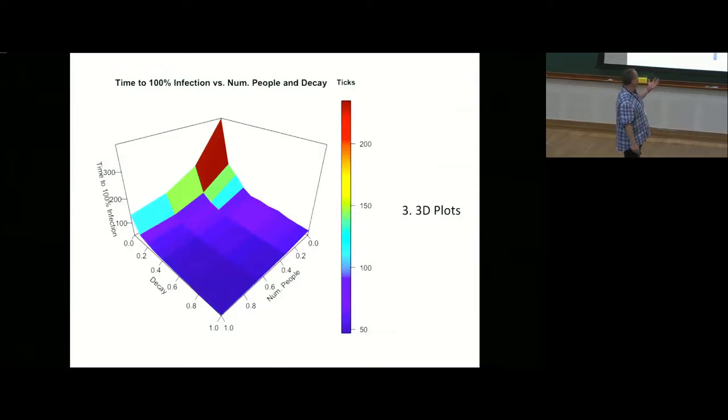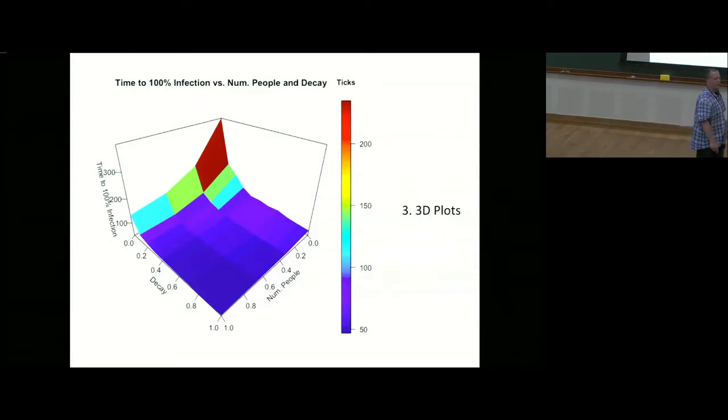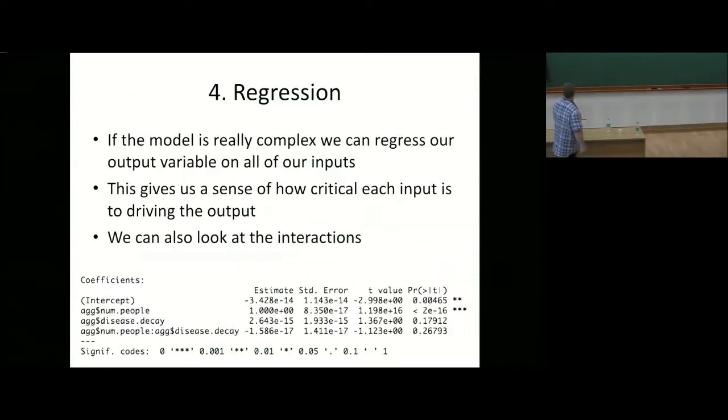Then I can do a 3D plot. This is one I did in R, right? And so I can plot number of people on one axis, average decay on the other. Time to 100% infection is on the z-axis. And as you can see, actually, I should reverse this coloring, right? Because blue means that everyone gets affected right away, and red means it takes forever for everyone to get infected, right? So probably we want blue and we hate red, but just in the interest of plotting, that's the way it wound up.